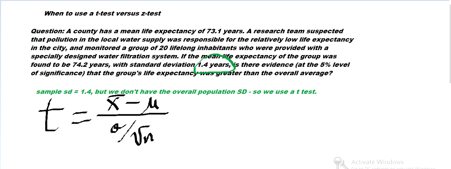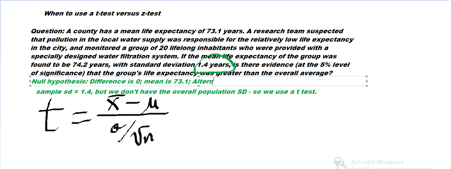And we should probably be clear at first about the null hypothesis, and put this in green. Null hypothesis would be the difference is 0. So the difference between the group's mean and the overall mean is 0. Or another way to put that is the mean is 73.1.